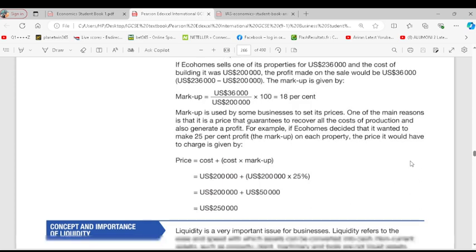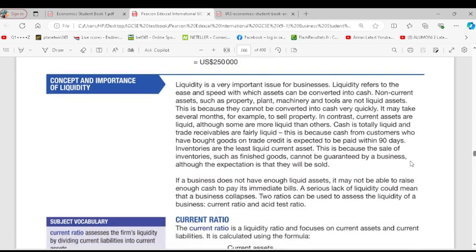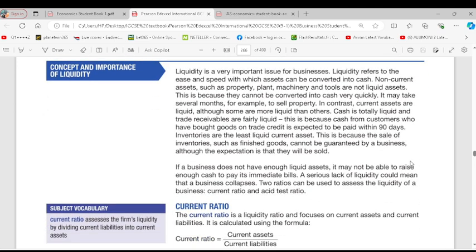Any question? Understand? Okay. So we have liquidity. The concept and importance of liquidity.